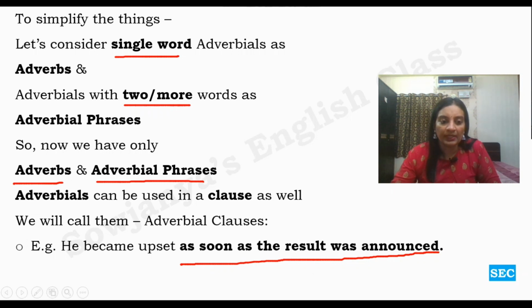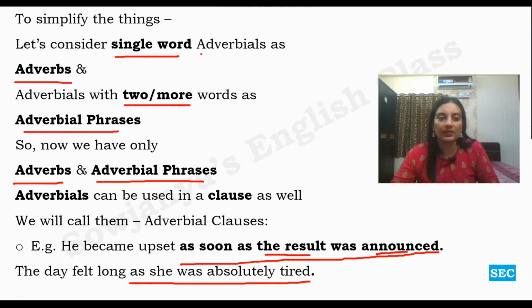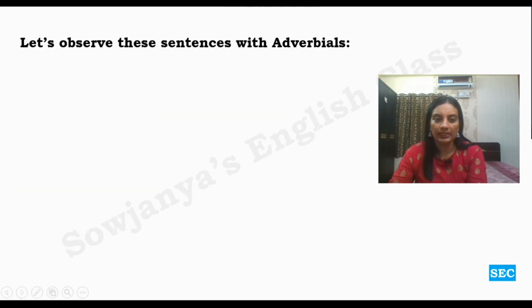And then one more example. The day felt long as she was absolutely tired. Single word, adverb. Two or more words, adverbial phrases. If it has a subject and a verb which is finite, then it is a dependent clause. Let's observe these sentences with adverbials.